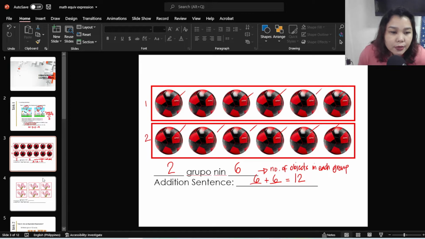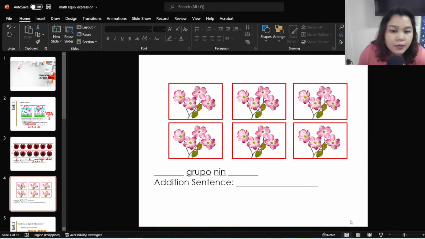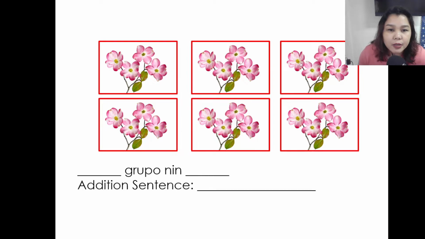balik tayo doon. We have still another example. Okay, ito naman. Okay, how many groups do you see? 1, 2, 3, 4, 5, 6. So, 6 na grupo. Nin, pira ang laman. Let's count the number of flowers. It looks like that the flowers are all the same in each group. So, pwede na. You just use one group. So, for each group, we have 4 flowers.